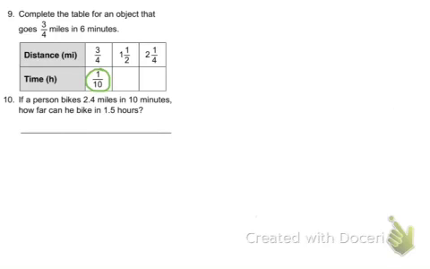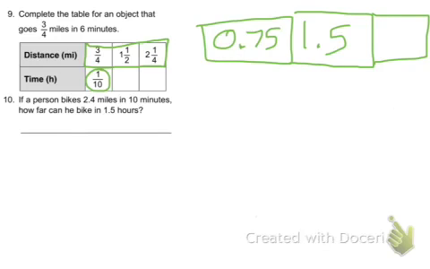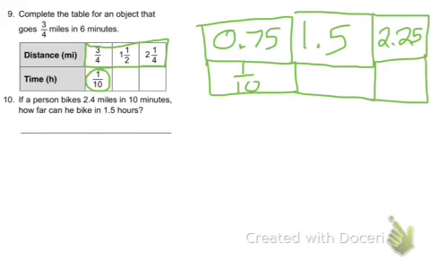The easiest way to do this is to change all of these into decimals. So 3/4 is actually 0.75. So we're going to remake this chart. 1.5 is 1.5. And 2 1/4 is 2.25. And then on the bottom we have 1/10, and we're looking for these two.